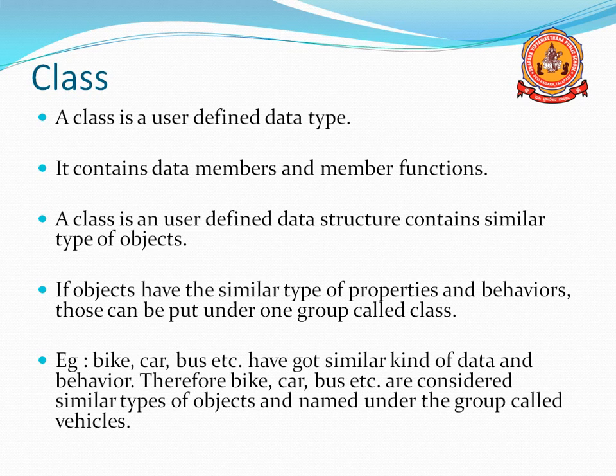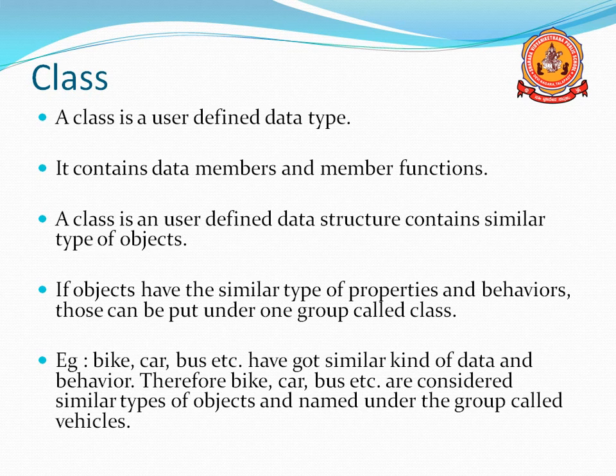The next point is that a class is a user defined data structure. It contains similar types of objects, or it combines similar types of objects. If objects have similar types of properties and behaviors, those can be put under one group. That group is called a class.